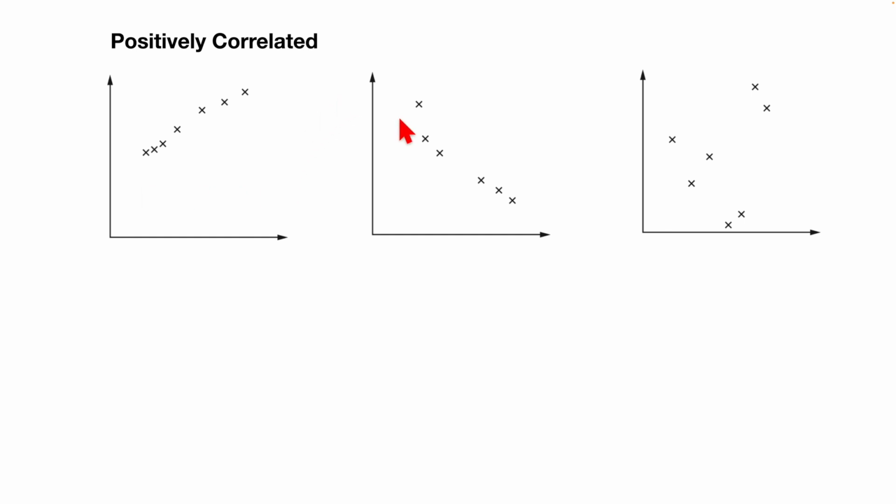In this one, as one of the variables increases, the other variable decreases, and therefore we say these are negatively correlated. And in this scatter graph, there appears to be no pattern. These just demonstrate no correlation, or uncorrelated.